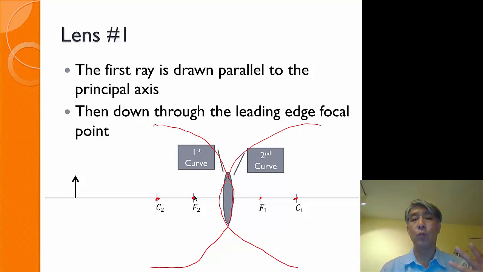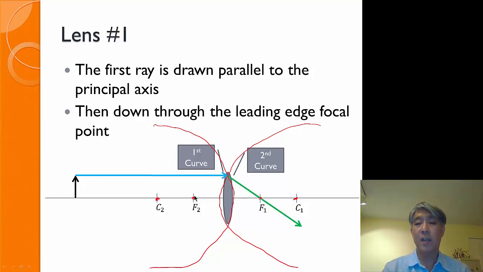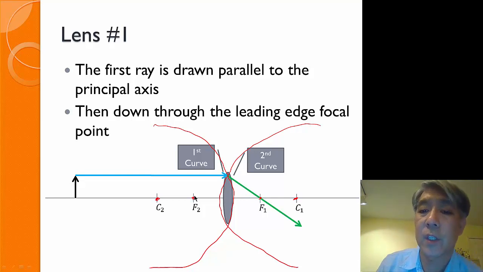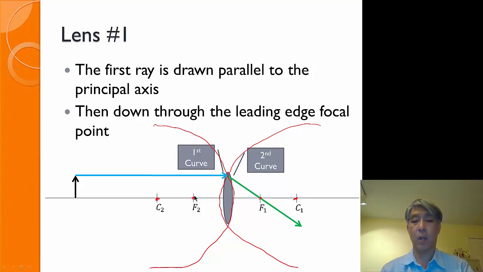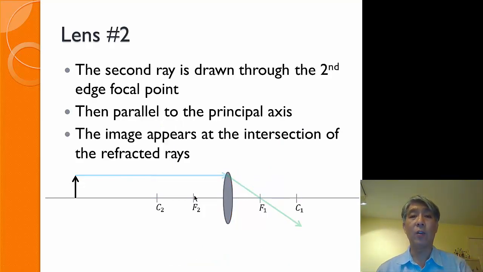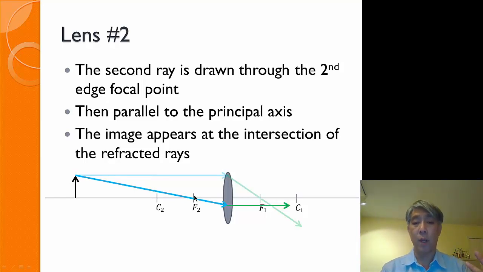In this case, we're looking at two focal points. But the rules are the same. First ray drawn parallel, and then down through the first focal point. And then the second ray goes through the second focal point and then parallel. So again, second focal point, and then we go parallel.